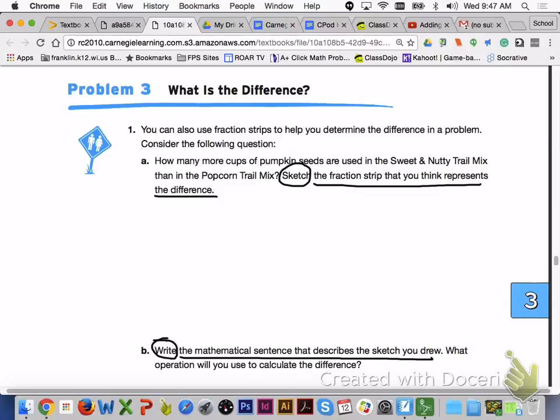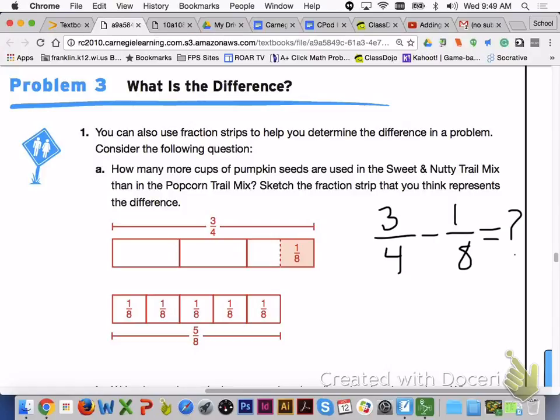Turn to page 173, problem 3, what is the difference? You can also use fraction strips to help you determine the difference in a problem. Consider the following question. Answer letters A through C with your group members. For number 1, letter A, first you had to determine that you were taking 1/8 away from 3/4. Here is what your sketch could look like in order to help you determine the difference in the problem.